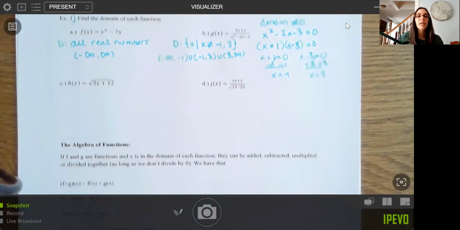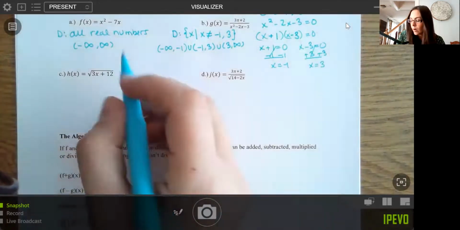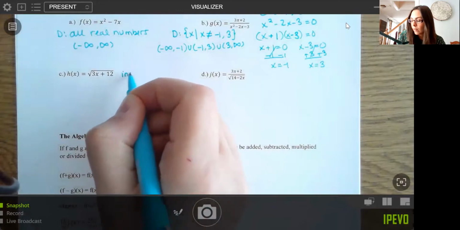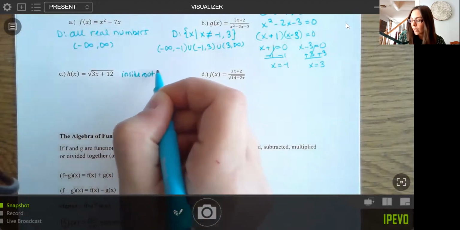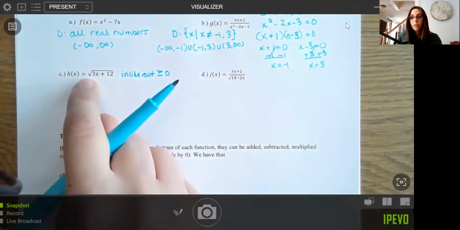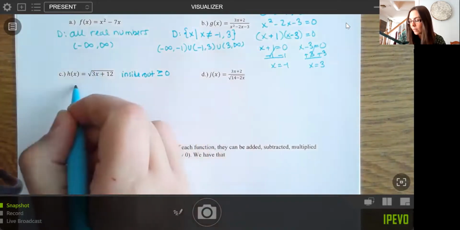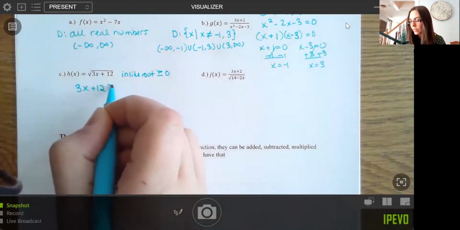For example C here, I don't have a denominator, but I do have a square root. So I do need to make sure that the inside of my root is greater than or equal to 0. And again, that's only valid for even roots: square roots, fourth roots, sixth roots, and so on. So I set 3x plus 12 greater than or equal to 0.